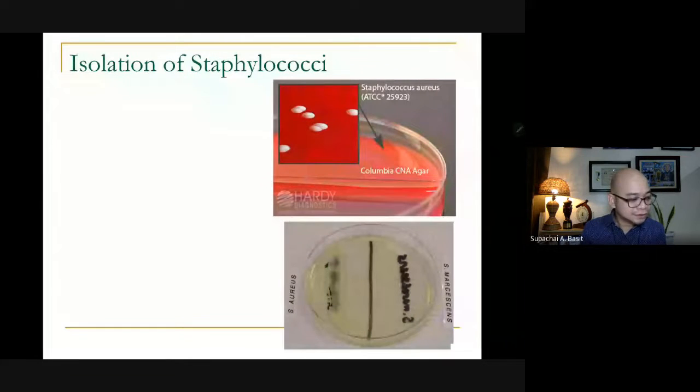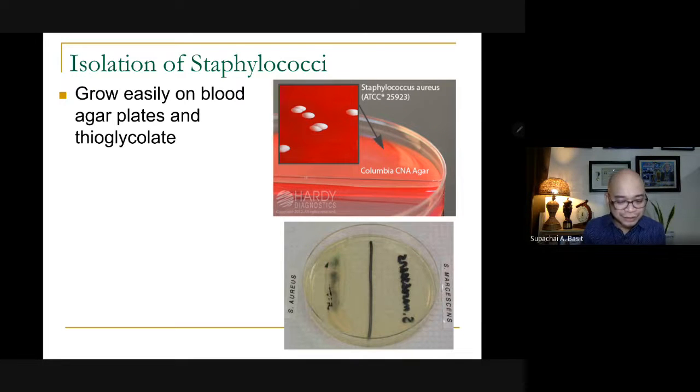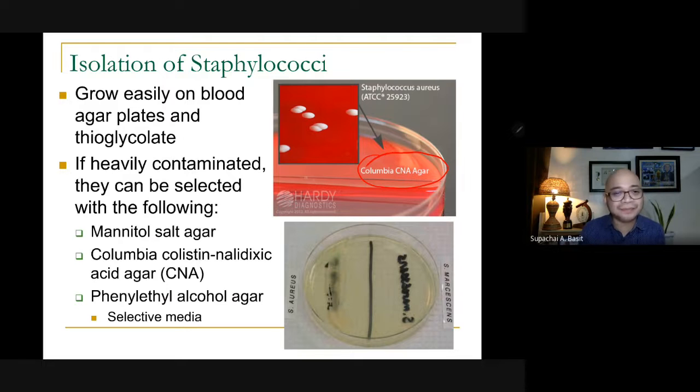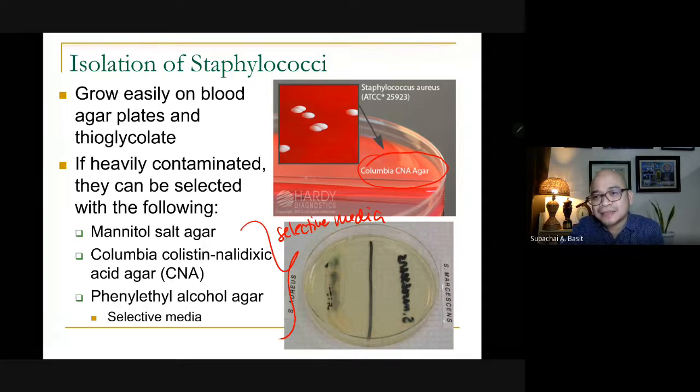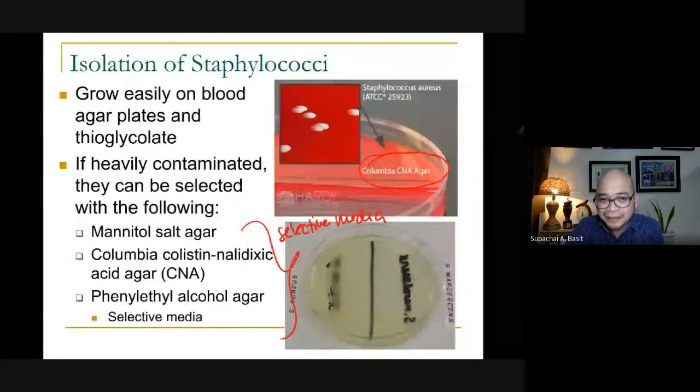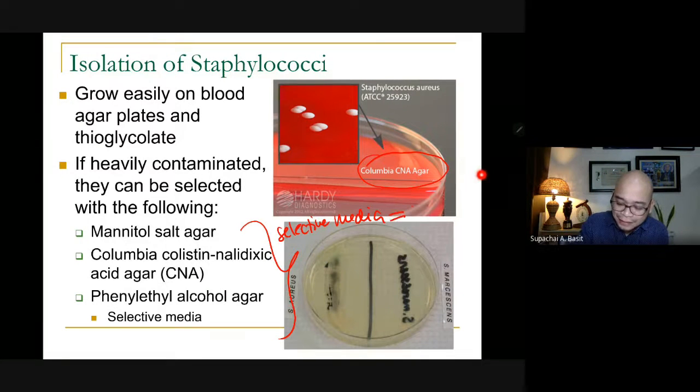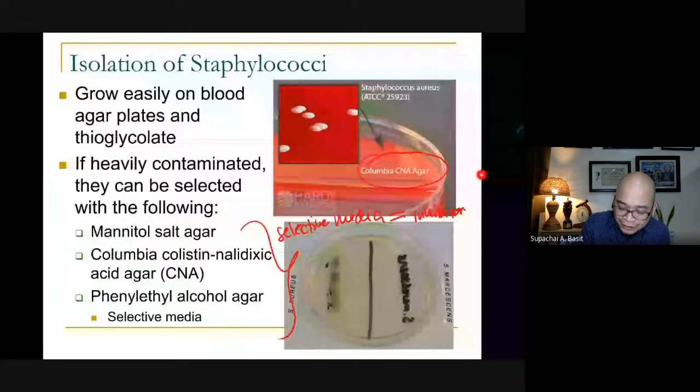Okay, here is another example of culture media. It's Columbia CNA agar. They can grow easily on blood agar plates and thioglycolate. If heavily contaminated, you can use selective medium. These are examples of selective media. What do you mean by selective media? This should be discussed in the laboratory. When we say selective media, it means that you are adding inhibitory substances.